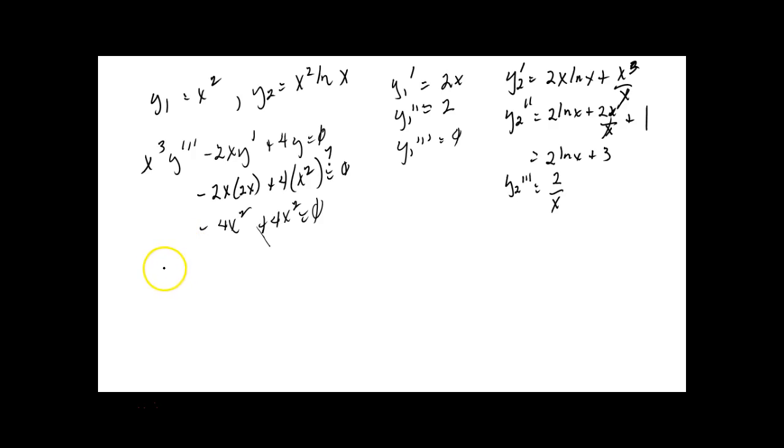Goodness, that one was weird. Okay, your y triple prime, this will be x cubed times 2 over x. That's going to be 2x squared, right? Minus 2x times y prime, which is 2x log x plus x.